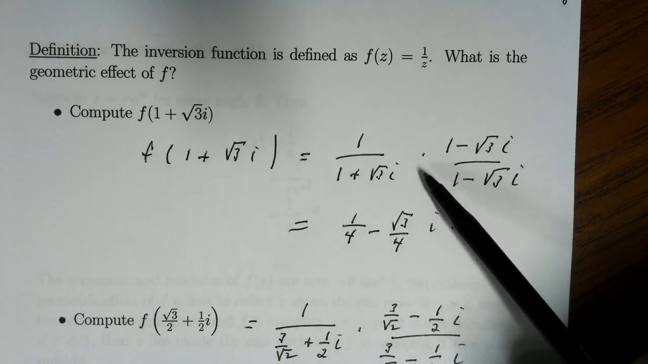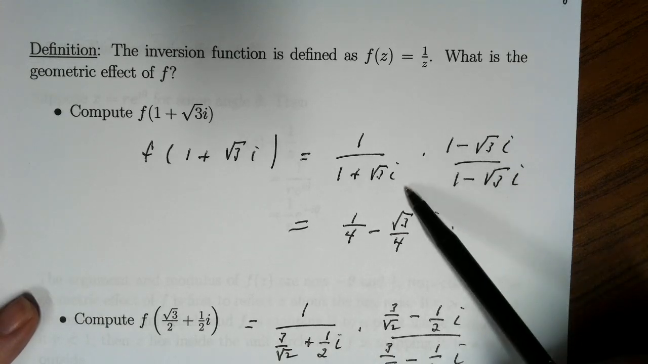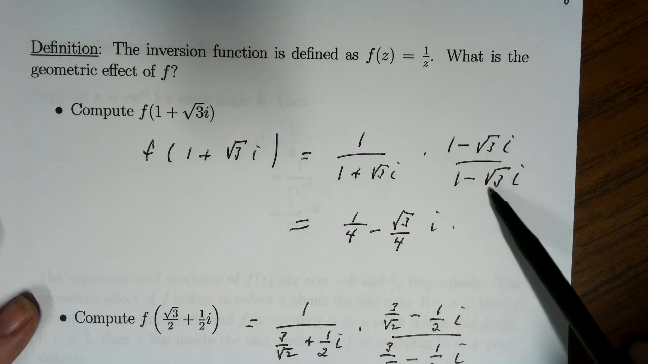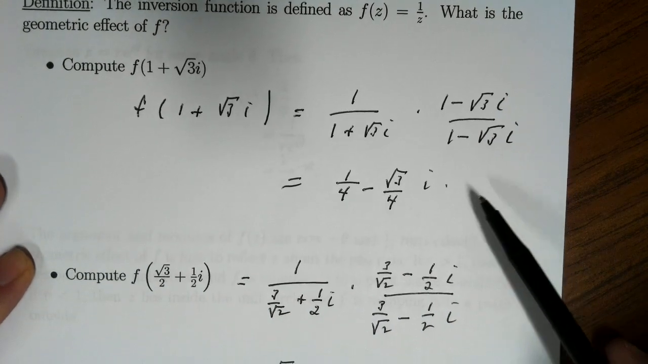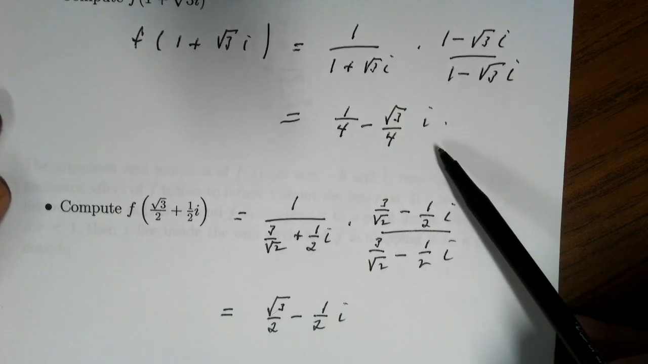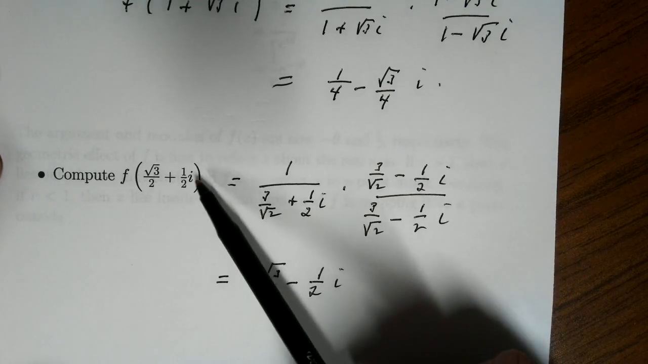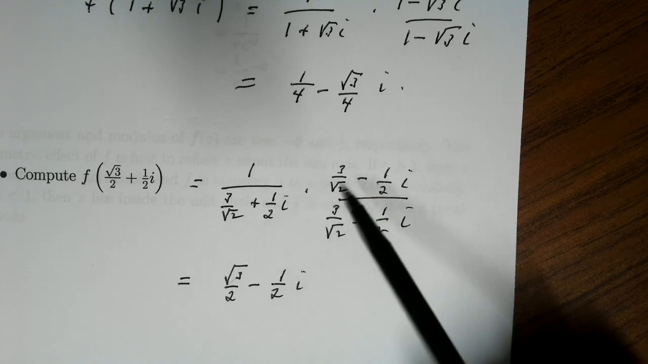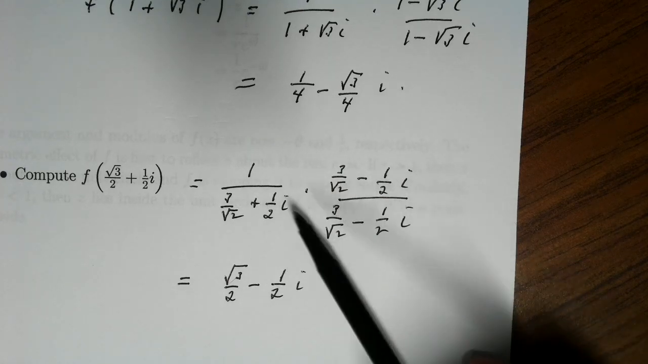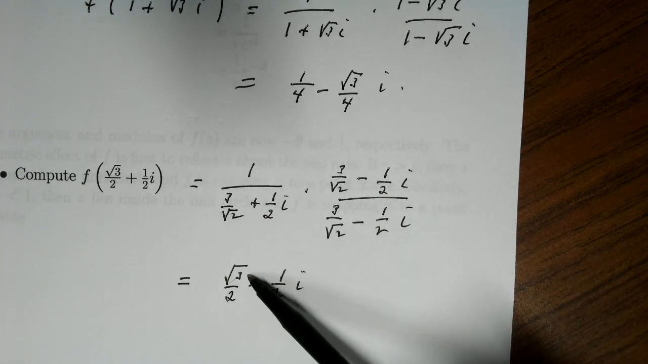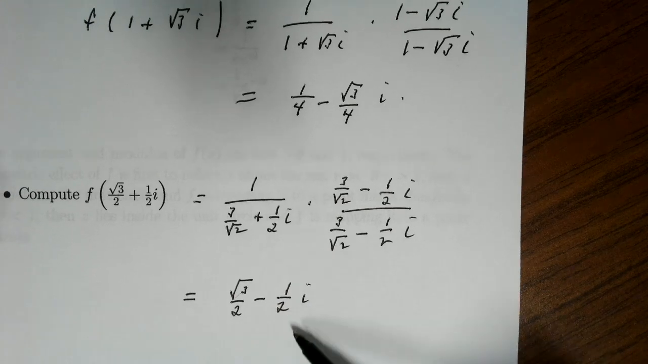Now, to write this in rectangular form, I need to multiply by the conjugate of 1 plus root 3i over itself, so I have (1 minus root 3i) over (1 minus root 3i). If I expand this and simplify, and you might want to pause the video and do that to verify, you get 1/4 minus (root 3 over 4) times i. Now, what about f of root 3 over 2 plus 1/2 i? I take the reciprocal of that, and again, if I multiply this whole quantity by the conjugate over itself and simplify, this is a calculation you can do, you get root 3 over 2 minus 1/2 i.